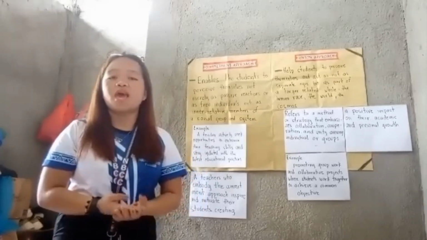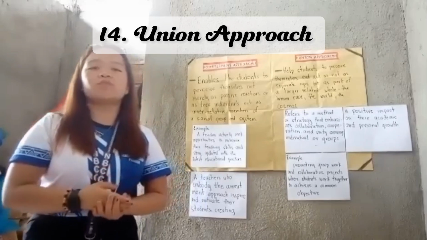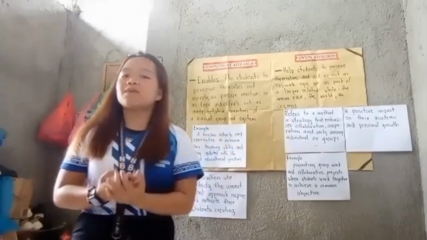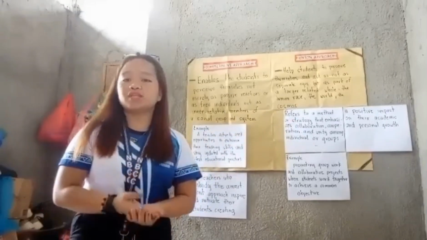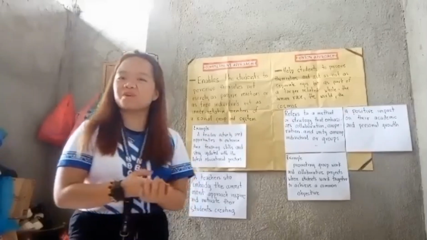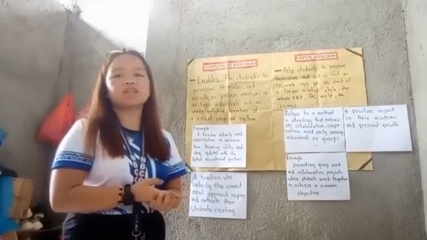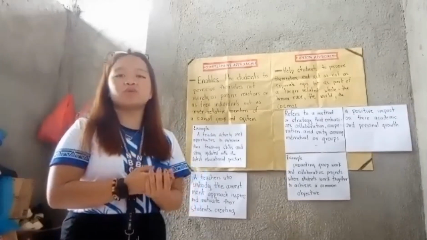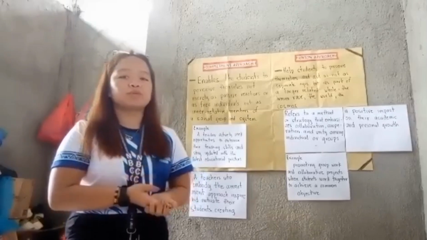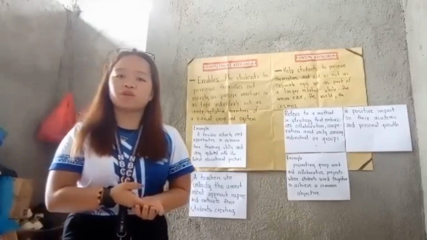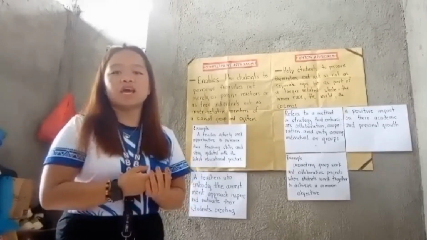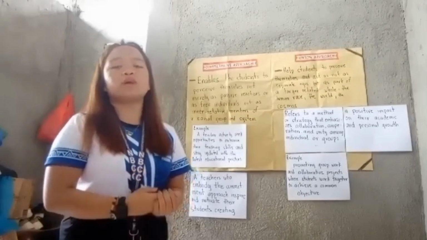Number 14 is the union approach. The union approach refers to a method or strategy that emphasizes collaboration, cooperation, and unity among individuals or groups. It involves bringing together diverse perspectives, ideas, and interests to work towards a common goal or objective. The major purpose of the union approach is to promote fairness and equity, ensuring that decisions and actions are made collectively and in the best interest of all involved parties.